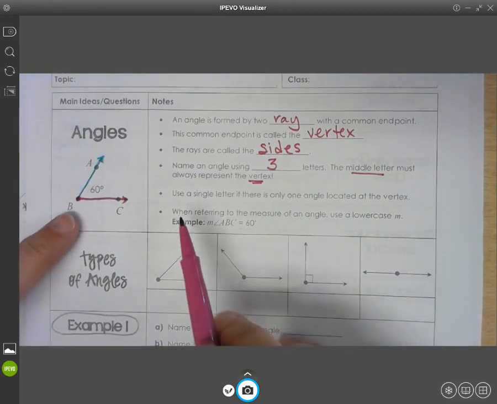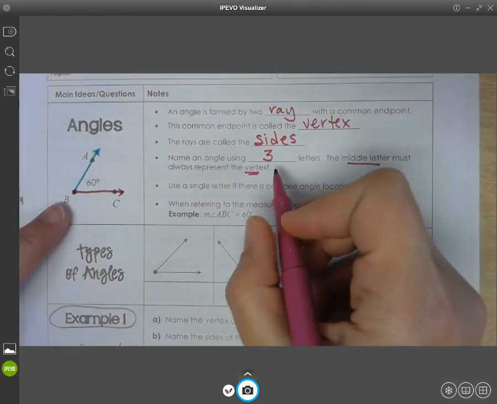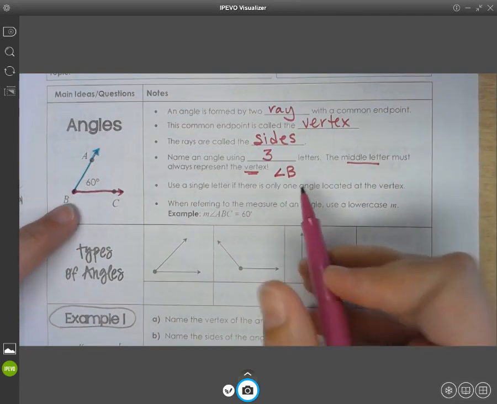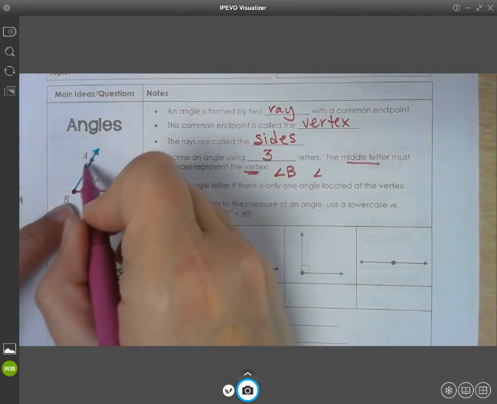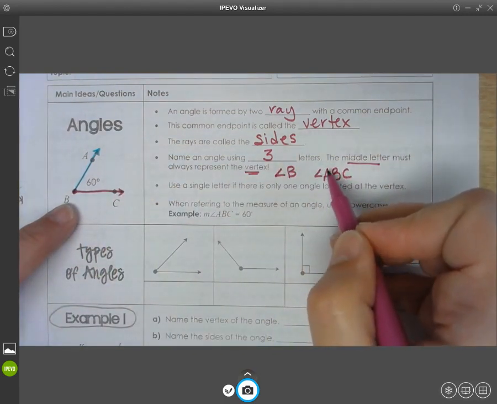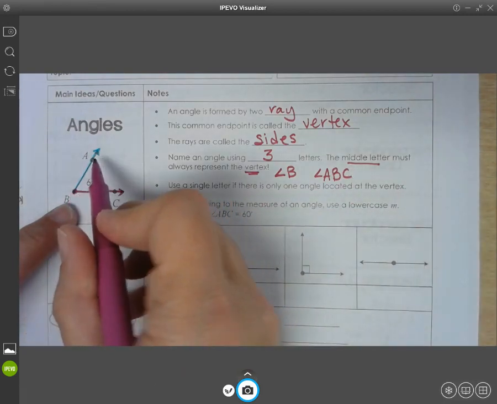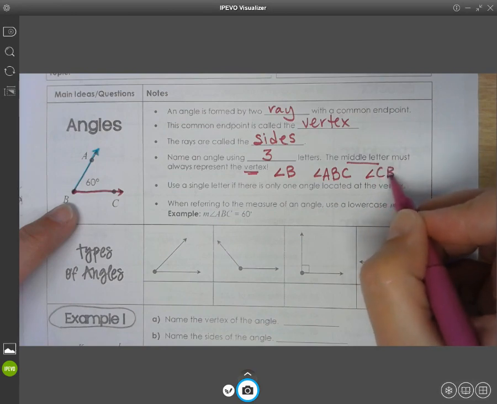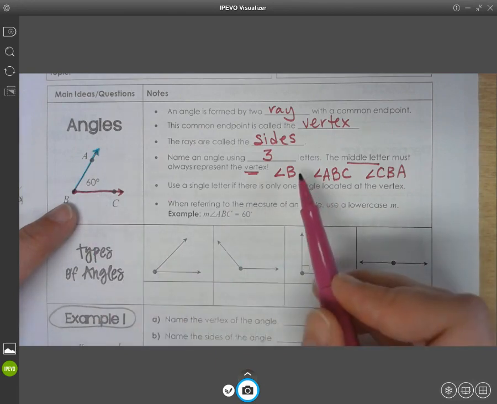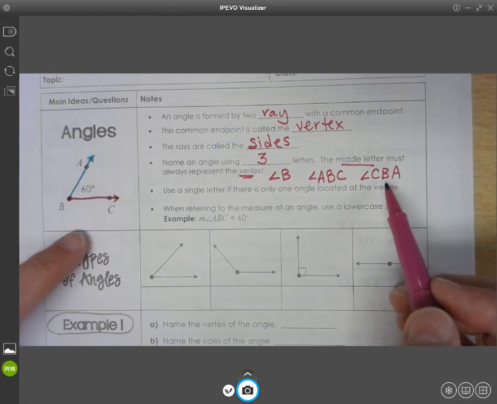Let's say we could call this angle B, single letter with a vertex. We could have called it angle ABC. Notice that B is in the middle. So this is our symbol for angle, ABC. Or we could go the other way. We could start here at C, go towards B, and then back to A. So angle CBA. So these are the 3 ways that we could name this angle right here. The single letter, coming this way, notice B is in the middle, going the other way, B in the middle.